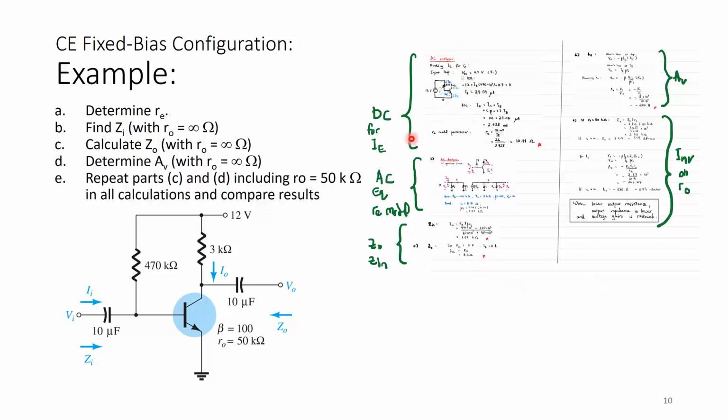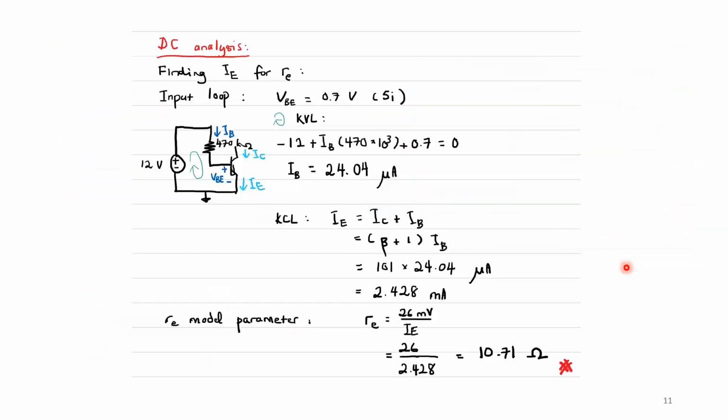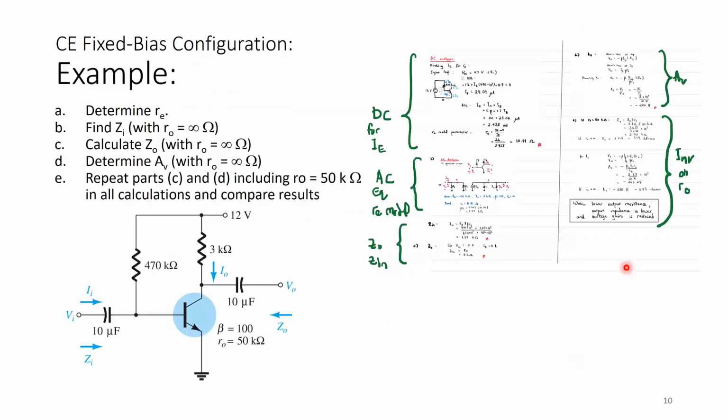This first part is for DC analysis, and when I do DC analysis, what I want is just IE. Then I do AC analysis, which requires the AC equivalent circuit with the RE model. We're going to need to redraw the circuit, find expressions of Z out and Z in using equivalent resistance, and then find expressions for AV using Ohm's law. For the last question, it just wants to do some investigation with R out. Now let's have a look at the solutions that we have previously.